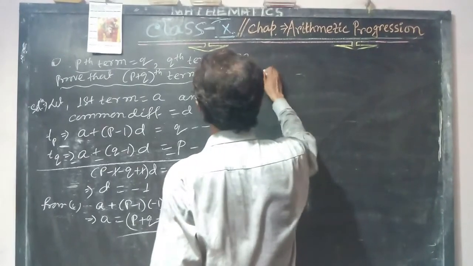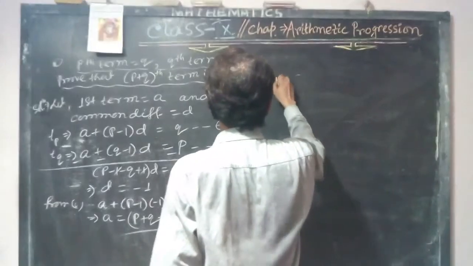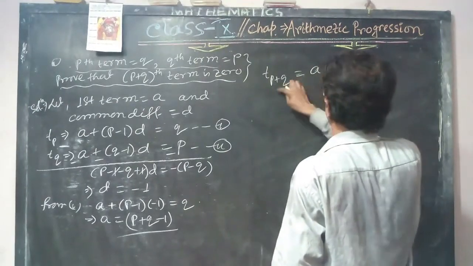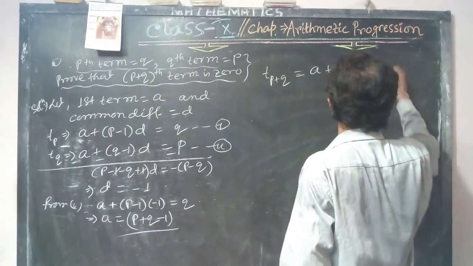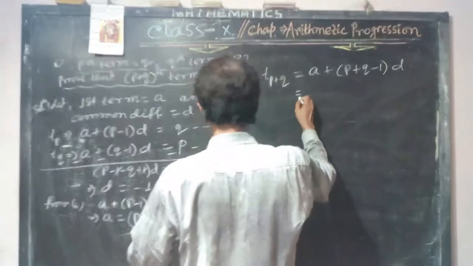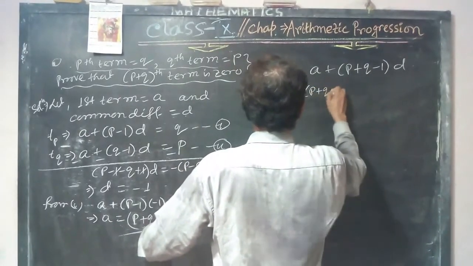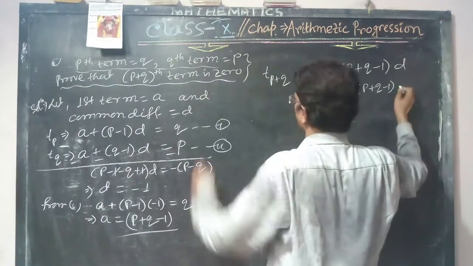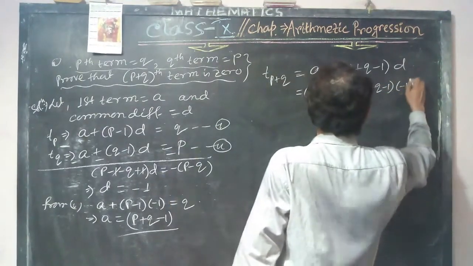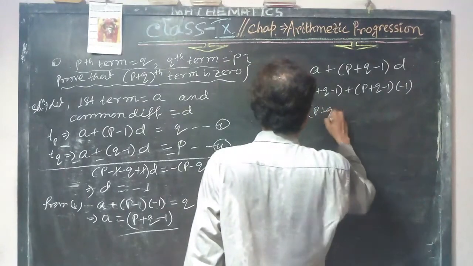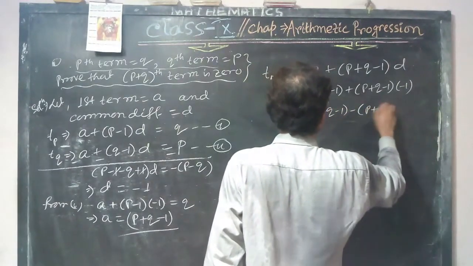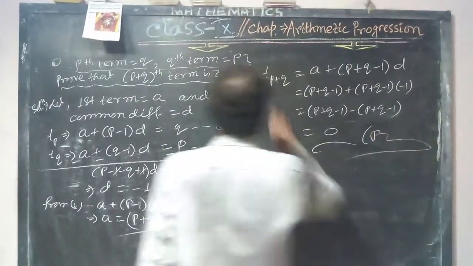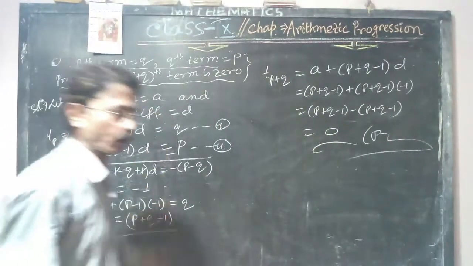Now the p plus qth term, that is T of p plus q, equals a plus n minus 1 into d. Here n equals p plus q, so a plus p plus q minus 1 into d. Here a equals p plus q minus 1 and d equals minus 1. So p plus q minus 1 minus p plus q minus 1 equals 0. Proved. So the p plus qth term equals 0. It is very important.